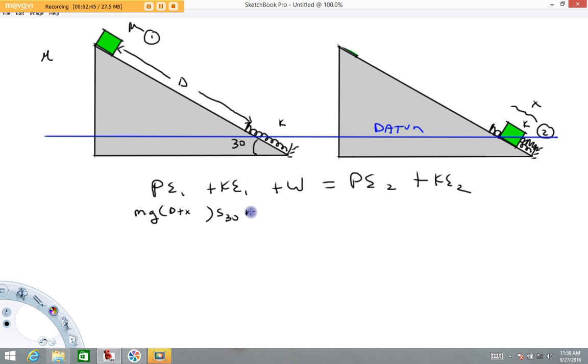All right. This thing starts from rest. All right, work term. I'm going to leave a little space here and come back to that. I always like to deal with work terms last.